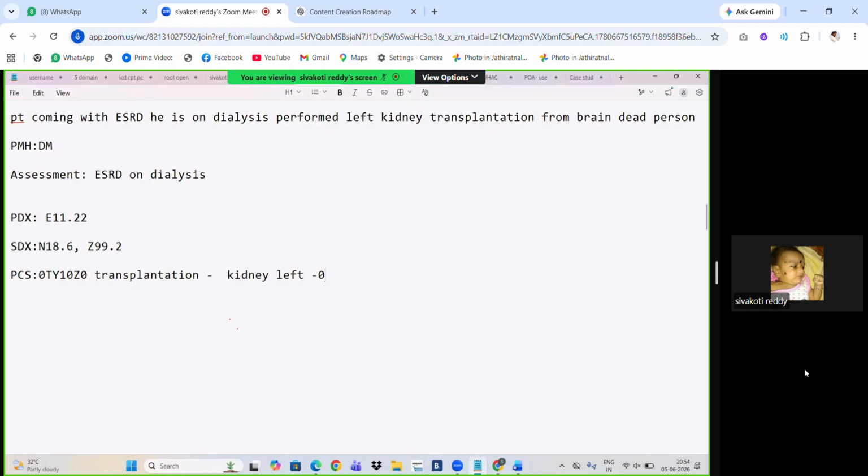You get 0TY10Z in the index. Then the table: for the 7th character, just identifying the 7th character is enough now. 0, allogenic, brain dead person.